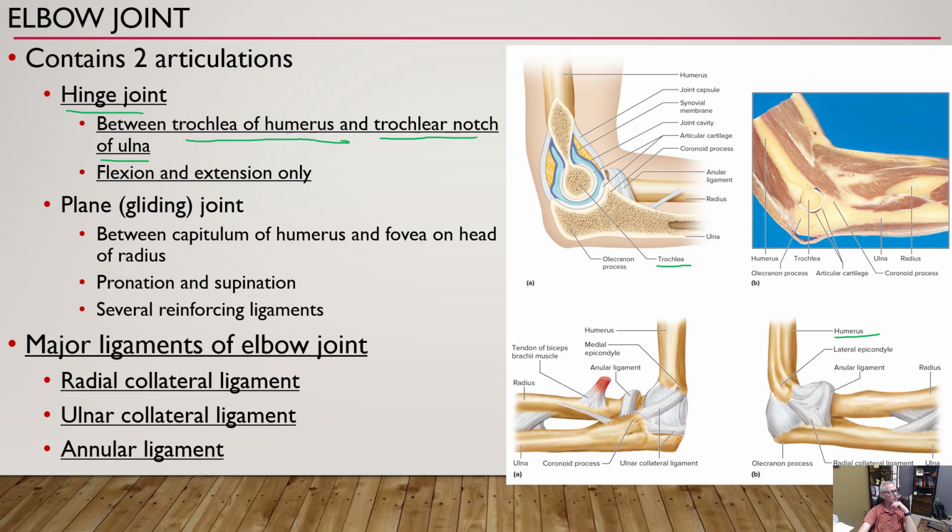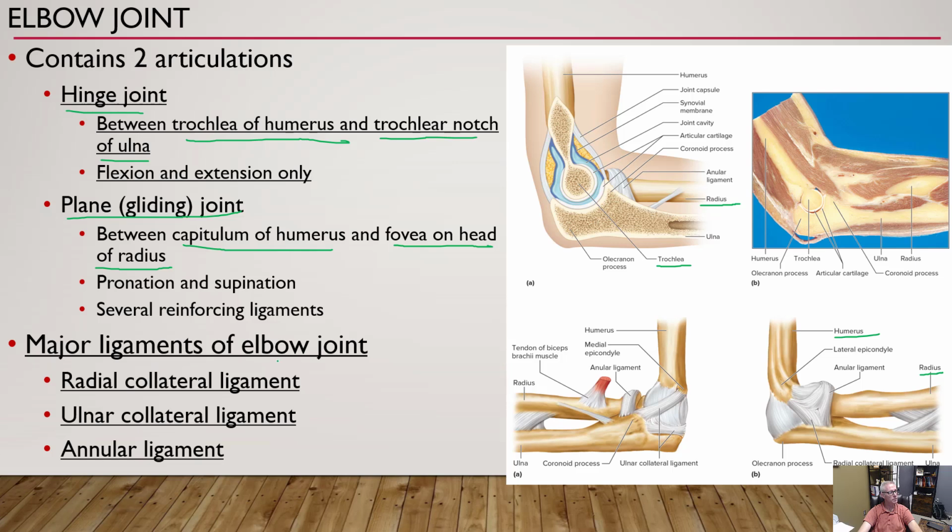We also have a plane joint, or gliding joint, between the capitulum of the humerus and the fovea on the head of the radius. So that elbow joint has two articulations. There's your radius, we have the humerus. Again, the radius is not labeled, but we go over that in lab.